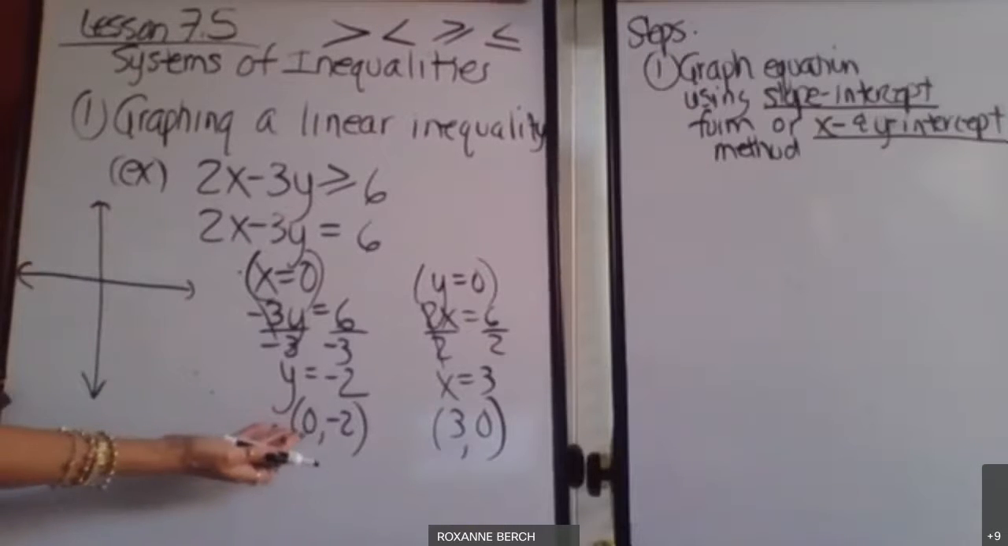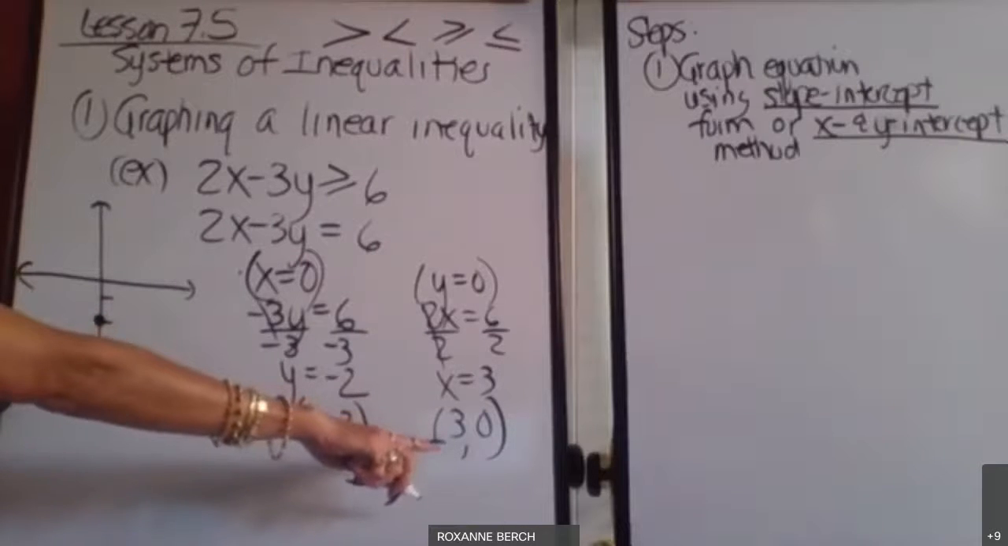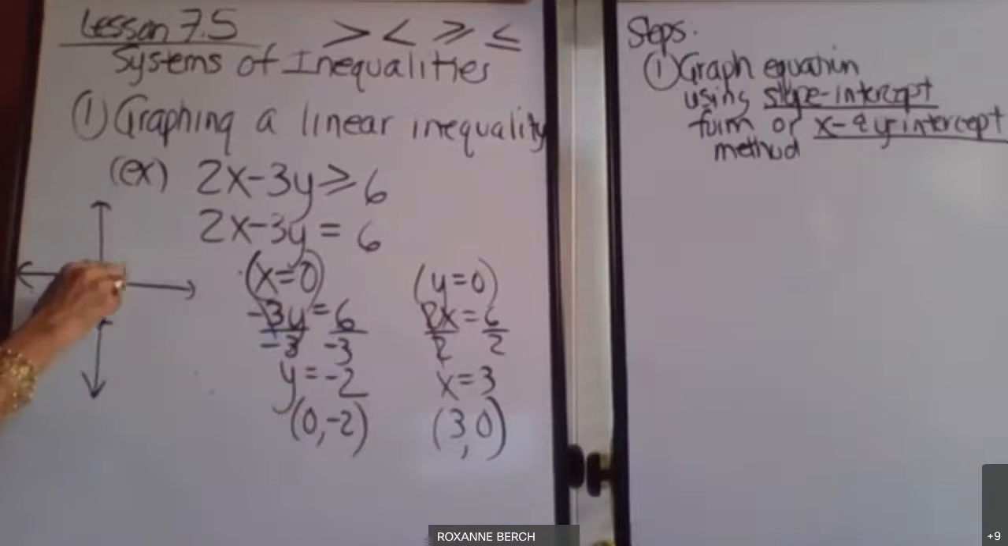So we're going to graph this y-intercept, which is 0, down 2. And we're going to graph this x-intercept, which is right 3, 0. And all you do is connect the points. And it always works like this.